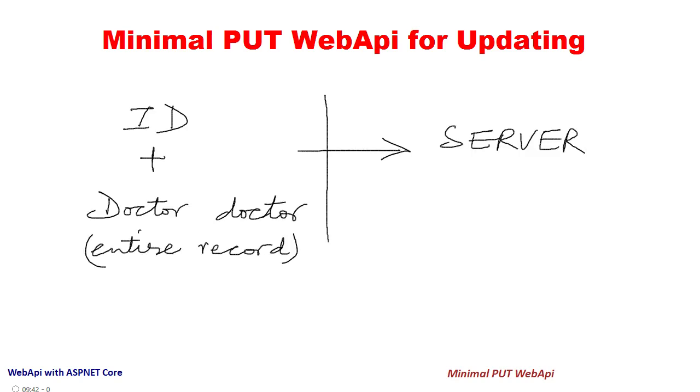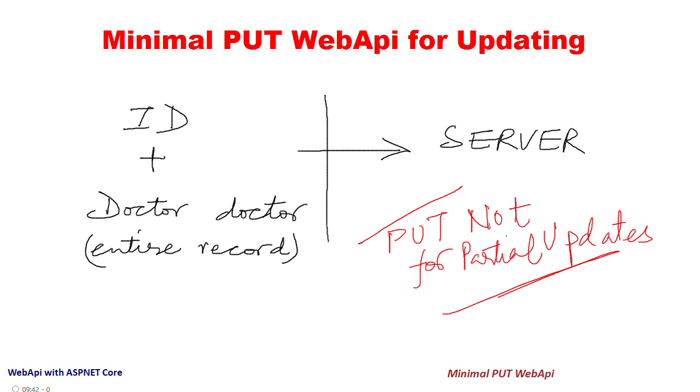An HTTP PUT request is used for updating an existing record. For this, a client has to send the unique ID of the record along with the entire updated record. Partial updates are not done with the PUT type of web API. Partial updates are rather supported by an HTTP PATCH request. But this is not the topic of this tutorial. Today we shall focus on the HTTP PUT type of web API.